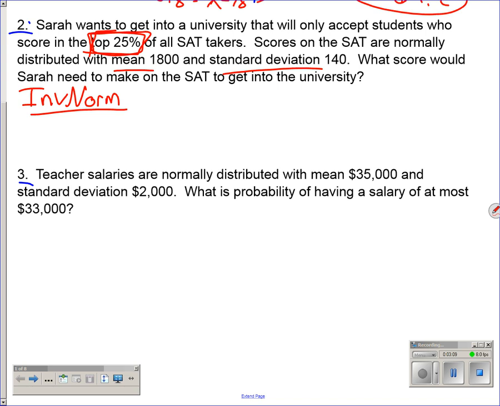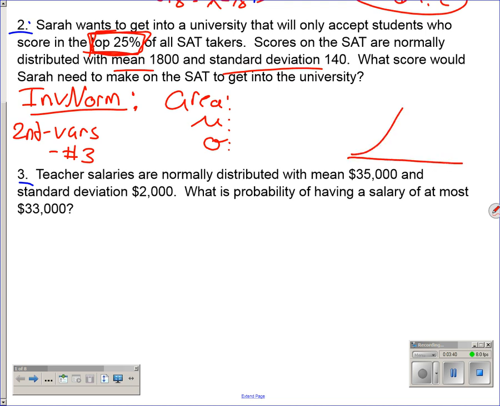So if you go to this, just to refresh yourself, it's second, go to vars, and I think it's number 3 for this one. That's how you do it in the calculator. It's going to give you a menu with 3 things, remember: area, your mean, and your sigma. What's the area that I got to plug into this problem? 0.75.